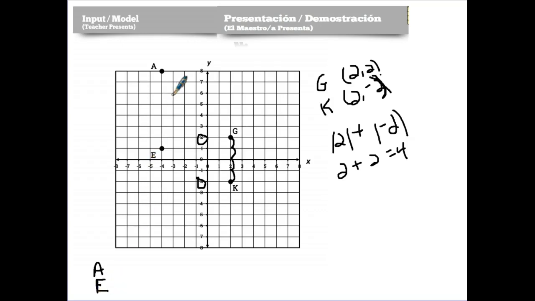So I'm going to look at A, and I'm going to find my x coordinate first. Well, x coordinate is -4. So for A, x is -4. Y is 8. For E, x is -4. And y is 1.